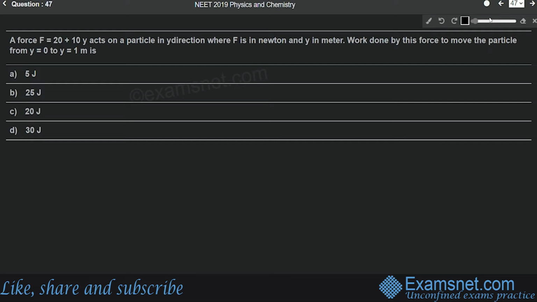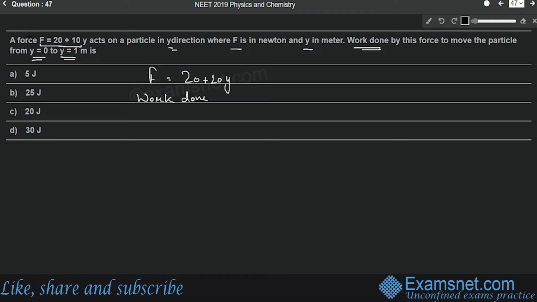Now the next question is from the chapter Work, Energy and Power, and the question is: a force F equals 20 plus 10y acts on a particle in the y direction, where F is in Newton and y is in meter. Work done by this force to move the particle from y equals 0 to y equals 1 meter is. Okay, so what is given here? Force is given as 20 plus 10y, and we have to find out the work done.